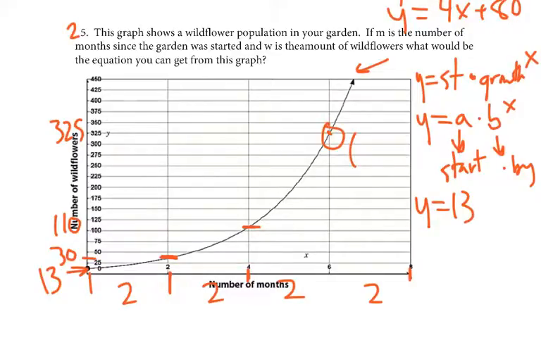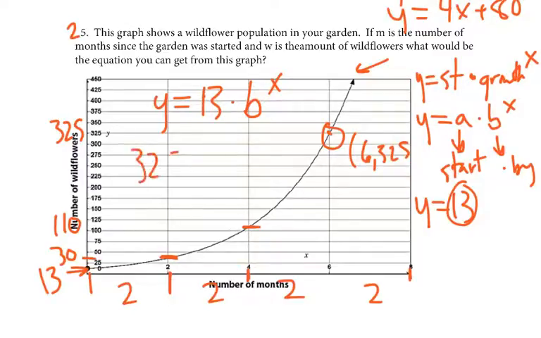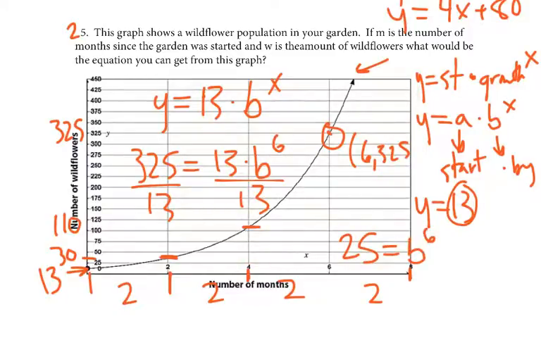Normally it'll be multiple choice, so I think it'd be pretty clear what the number would be. But because it's not multiple choice, this point is (6, 325). We know what this is, right? Oh, and you guys probably won't be able to do this, will you? It'd be 13 times our number of growth to the x. Well, y is 325, so 325 equals 13 times b to the 6th. If we divide both sides by 13, 325 divided by 13 gives us 25. So it would be 25 equals b to the 6th.